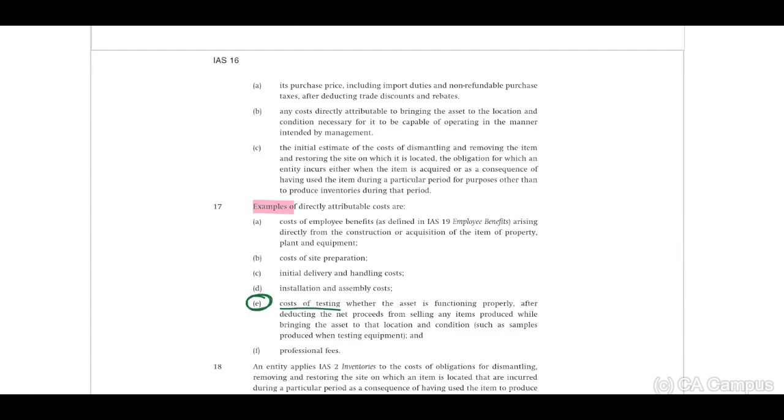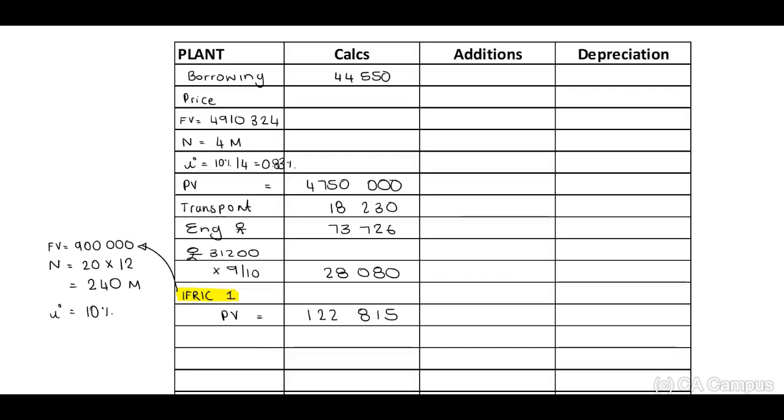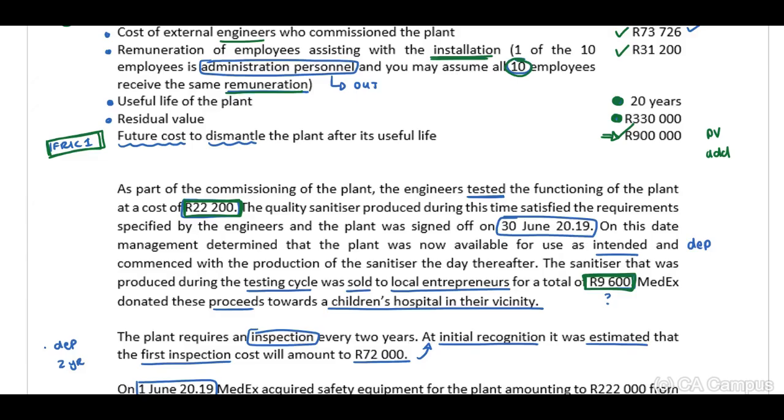Okay, therefore let's include this, our testing costs, and indicate your calculation. They've indicated to us that this is the 200, but we can't include the 9,600, guys. Remember, because they've sold this, they donated the 9,600, and this is 12,600, and we can tick off this paragraph.